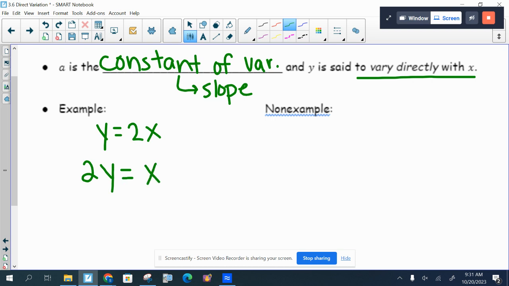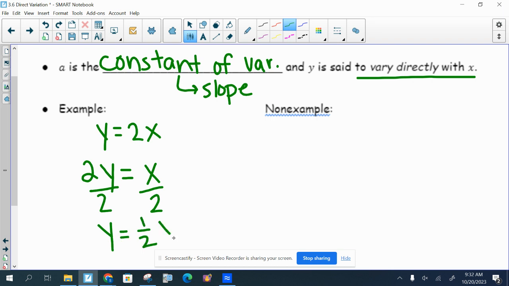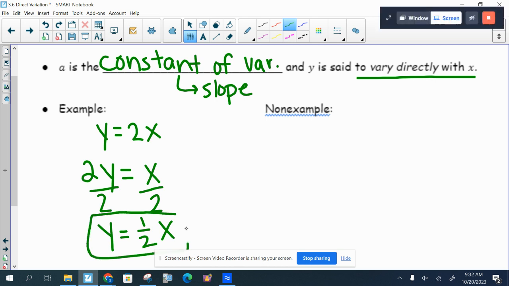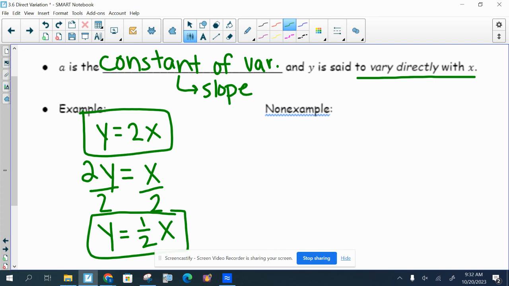The reason why 2y = x is an example of direct variation is that you can solve for y by dividing both sides by 2, and then you would get y = 1/2 x, which is direct variation. So as long as you can solve for y and it's just y = ax, then it's direct variation. But if you have another number that you're adding or subtracting at the end, like a constant, then it's not direct variation.